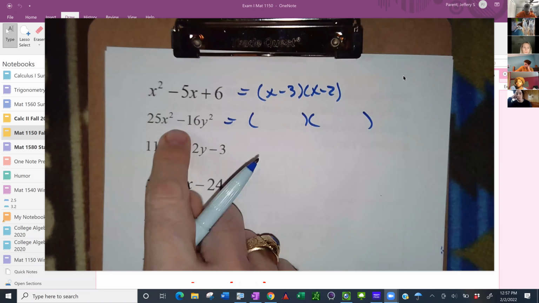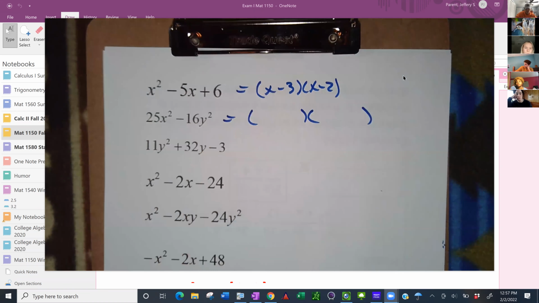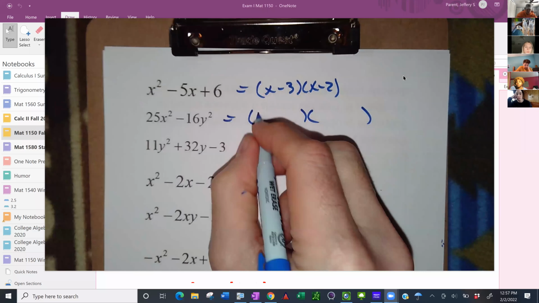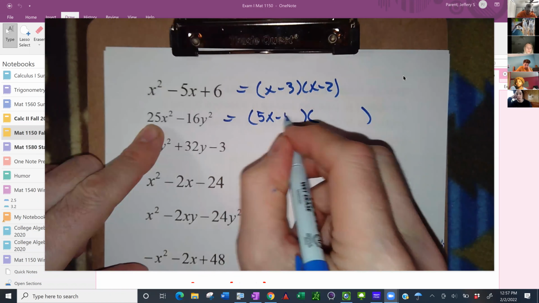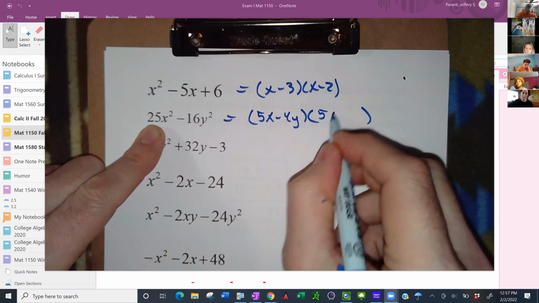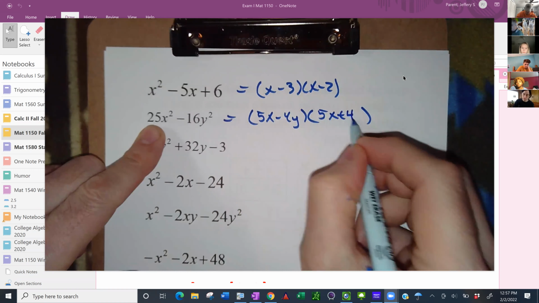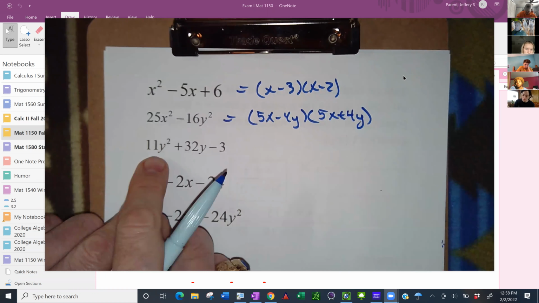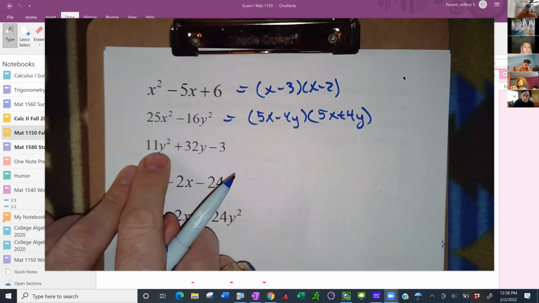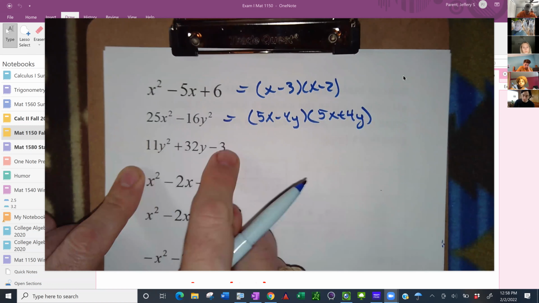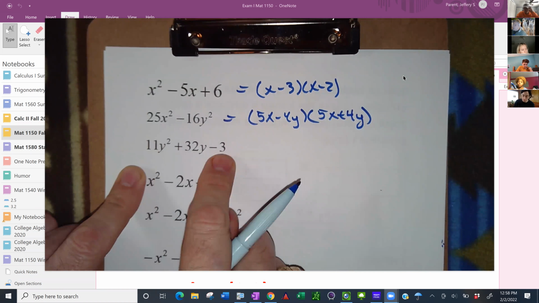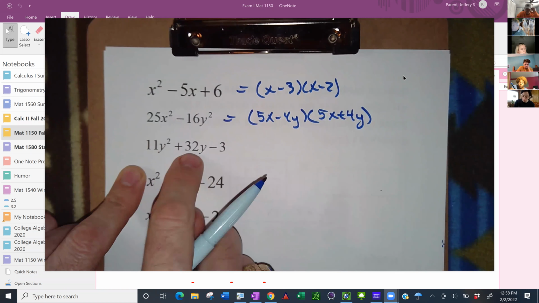If you have two terms, you should be thinking about difference of squares, difference of cubes, sum of squares, and sum of cubes. 5x minus 4y and 5x plus 4y. Done. These are challenging. This is that AC method. Multiply this times this. Look for two numbers that multiply to negative 33 and add to 32.